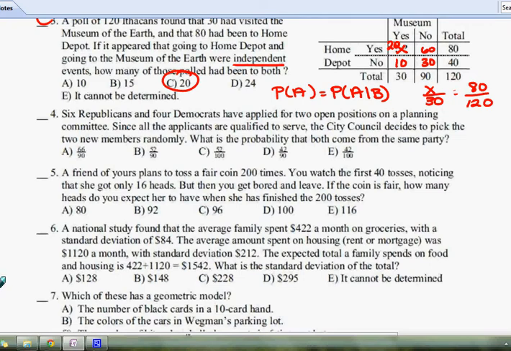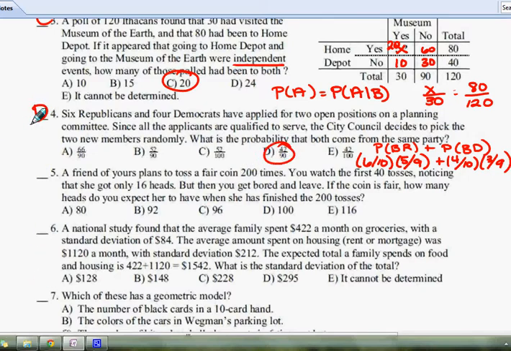6 Republicans and 4 Democrats applied for 2 open positions on a planning committee. We're looking for the probability that they both come from the same party. That's the probability that they're both Republican, plus the probability that they're both Democrat. So both being Republican, there are 6 Republicans. Let me make this a little easier to read. There are 6 Republicans out of the original 10, and if the first person is chosen, then there are 5 Republicans out of the remaining 9. And if they're Democrats, there are 4 Democrats out of the original 10, and if one is chosen, there will be 3 out of the remaining 9. When we add those two probabilities together, you get 42 out of 90, which is D.